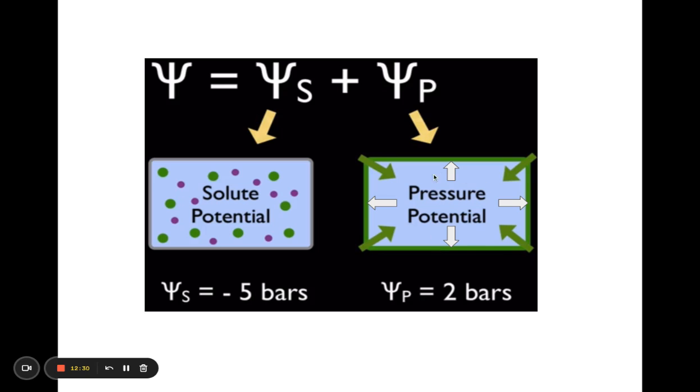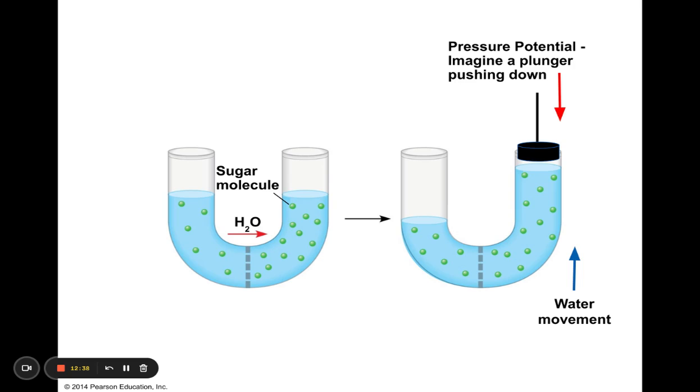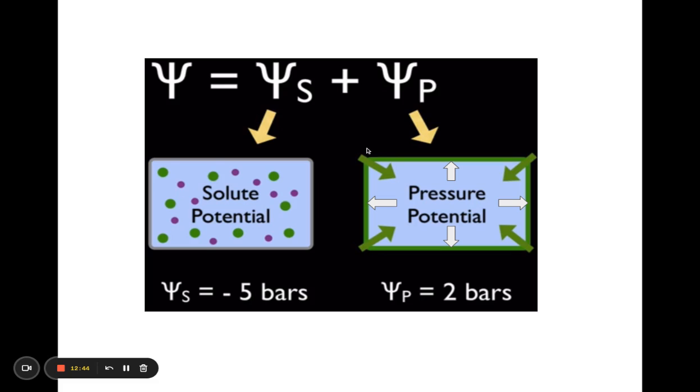So when enough water has entered the cell to exert pressure, the pressure potential will counteract, just like this plunger, the movement of water. So remember, water goes up, plunger goes down. Same thing here. The green arrows mean water goes in. The white arrows mean the pressure potential exerts force on the cell wall in the opposite direction. So it will slow down the movement of water, and eventually it will prevent the movement of water. So I show them this so they can visually picture what is going on.